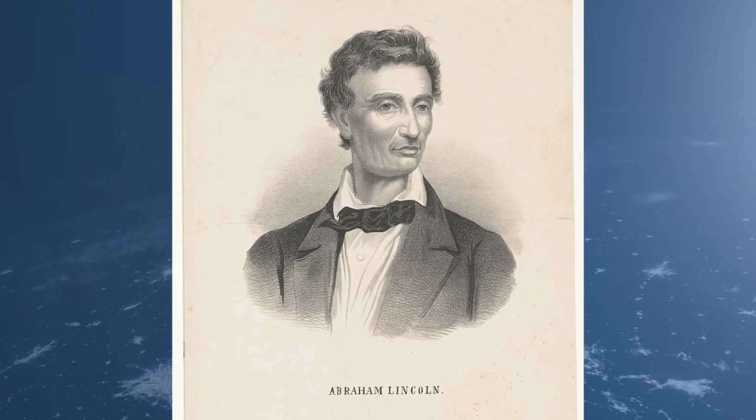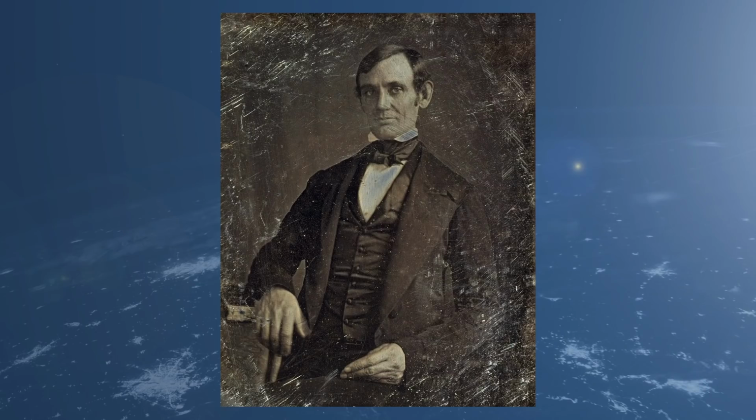After being a postmaster and a surveyor in Illinois, he was elected to the state legislature as a Whig. If you remember, Whigs were a party formed in opposition to the Democratic politics of Andrew Jackson. He made his way advocating infrastructure projects and state banks, big issues of the time. By 1847, he was elected to the U.S. House of Representatives, again as a Whig.